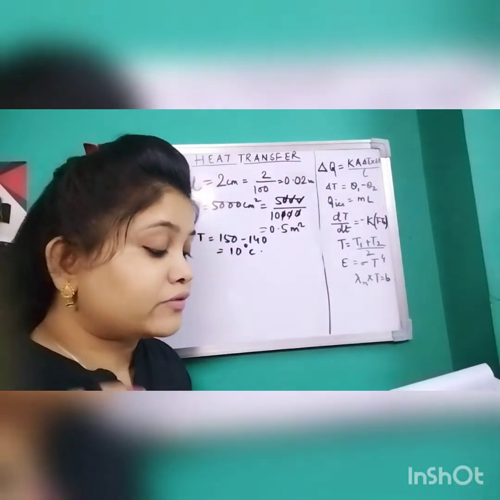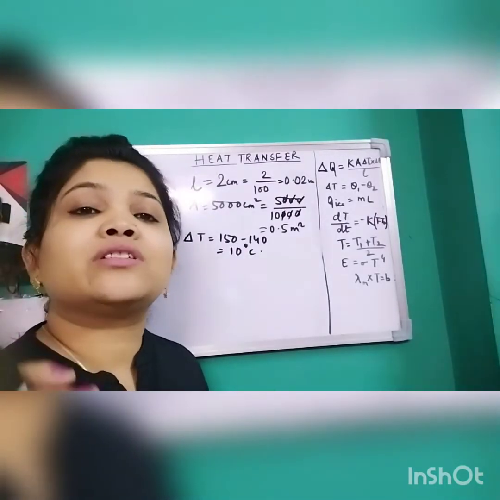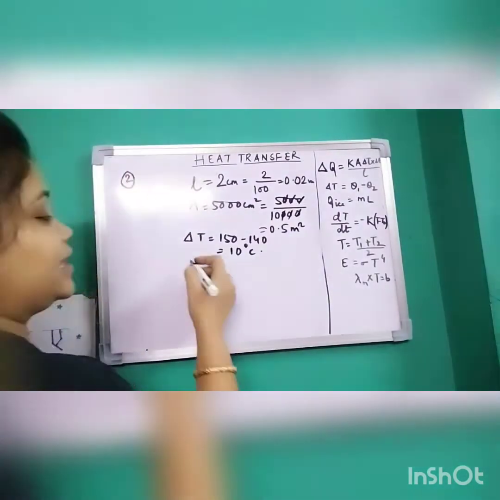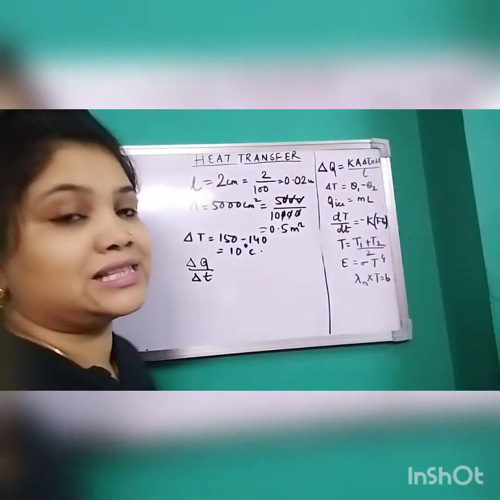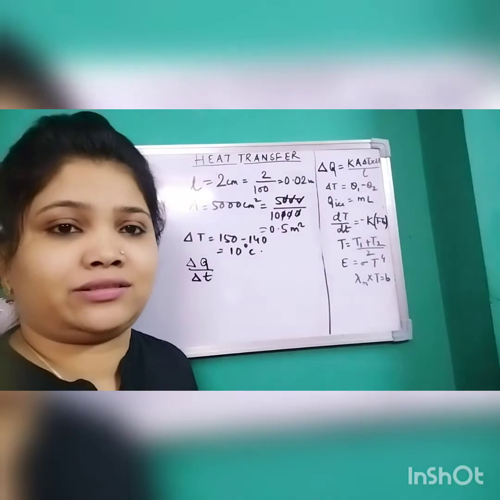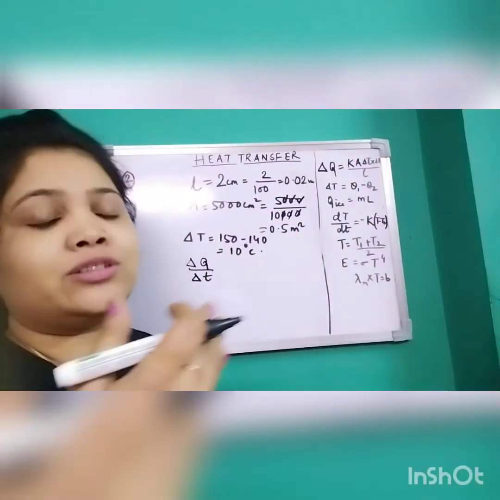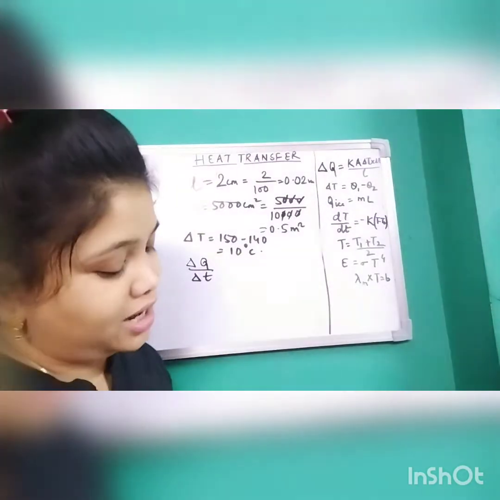Calculate the rate of heat transmitted through this plate. Here, students, they have asked you the rate of heat transmitted through this plate. That means they are asking you delta Q by delta T, because as I have already told you, anything by time is rate. That means from the formula, delta T is coming below Q. So Q by delta T they are asking.